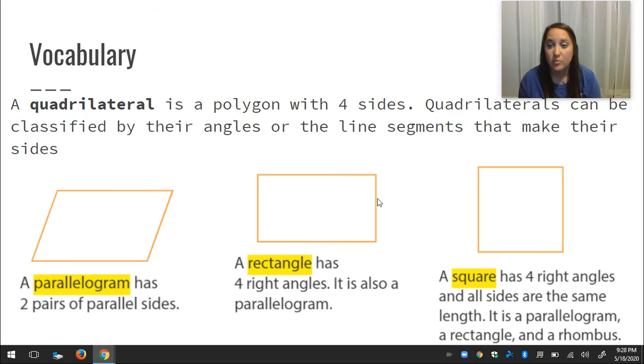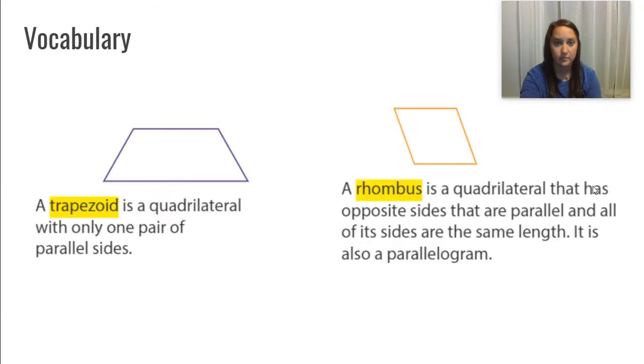Last for this slide, we have a square. A square, just like a rectangle, has four right angles in each of the corners. They measure 90 degrees. Now, the difference with a square is that all of the sides are equal. They're all the same length, unlike the rectangle, whose sides are not all the same length. A square is also a parallelogram. It is also a rectangle, and it is also a rhombus.